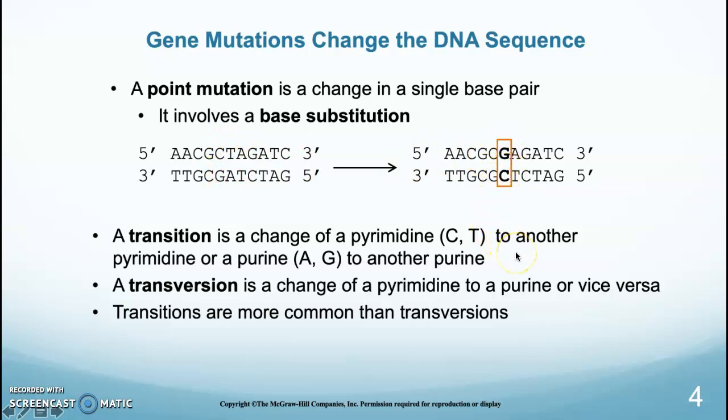A transition is when the change of a pyrimidine to another pyrimidine or purine to another purine is done. In this case, though, this was a transversion because we actually went from a pyrimidine to a purine. So we went from a T to a G. And the transitions are more common than the transversions. So you would more commonly see a T switch to a C or an A switch to a G, but this one's giving you some idea of what that looks like. Now, hopefully looking at this, you can see that that would just affect one amino acid as we think about what happens through transcription and translation.